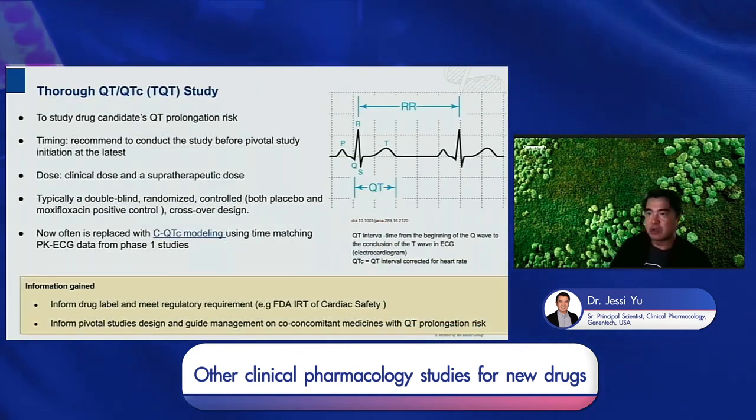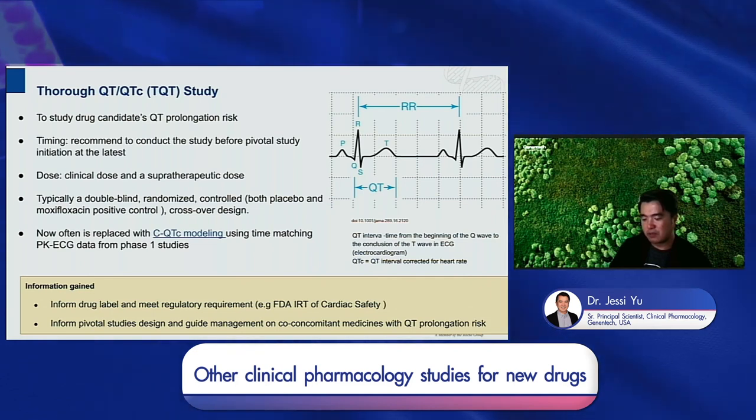Then the last study I want to talk about is the TQT study. The goal of this study is to evaluate the QT prolongation risk of your drug candidates, and it is typically a double blind, randomized crossover study. There are four treatment arms. One arm will be the clinical dose of your drug candidate, and also a supraclinical dose, which means a dose maybe 2, 3, or 4 times higher than your target clinical dose.